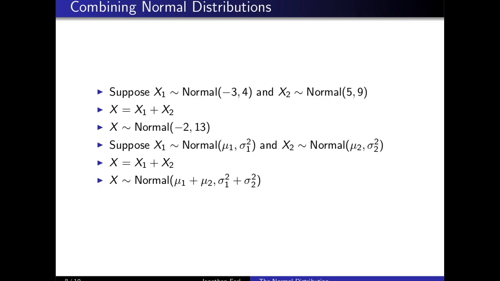So if X1 has mean mu1 and variance sigma 1 squared, and X2 has mean mu2 and variance sigma 2 squared, the sum X1 plus X2 will be a normal random variable with mean mu1 plus mu2 and variance sigma 1 squared plus sigma 2 squared.